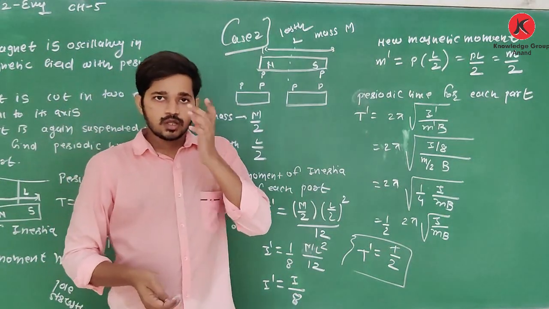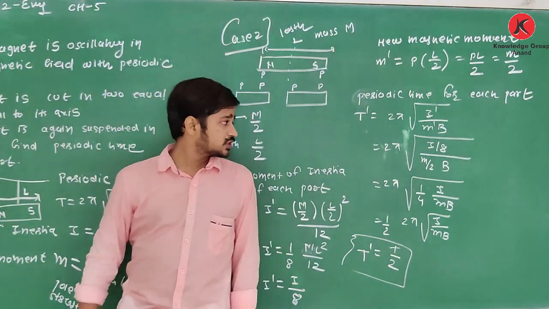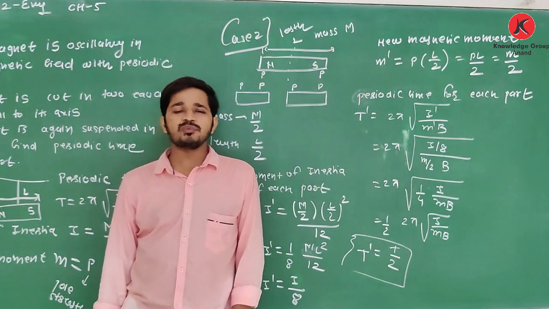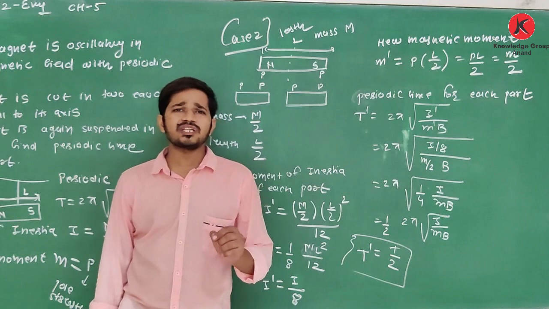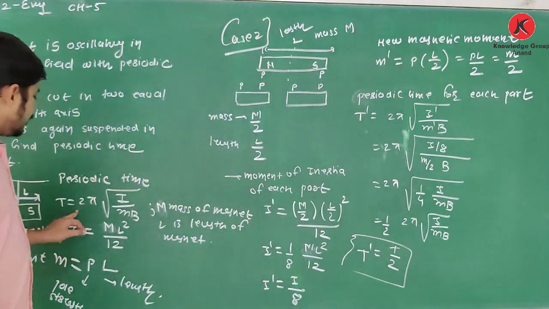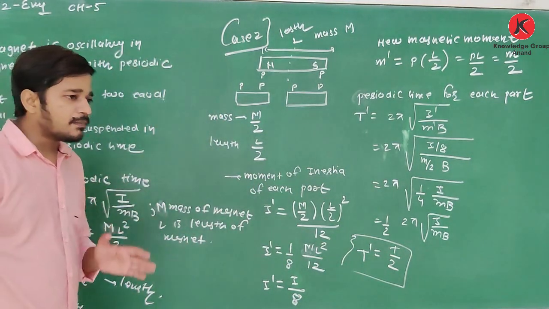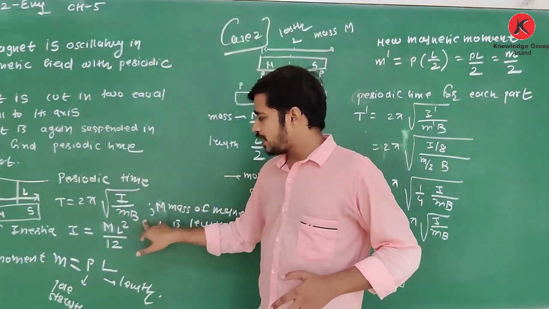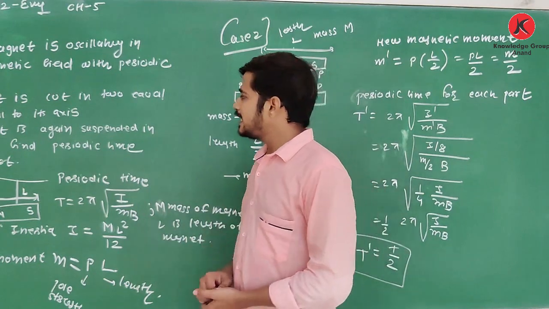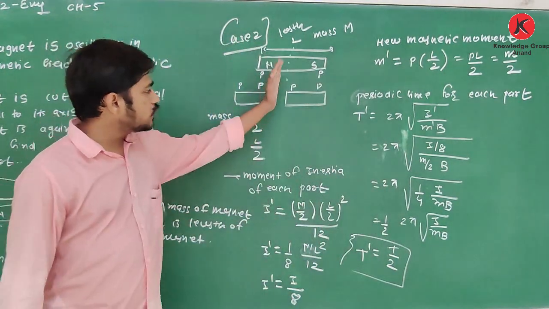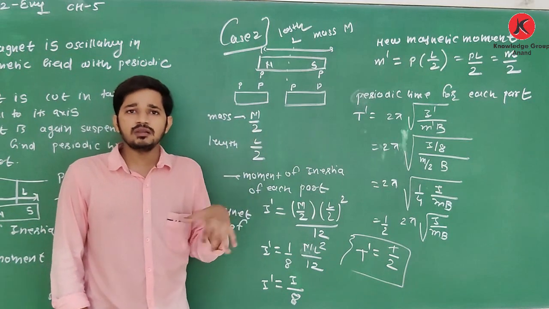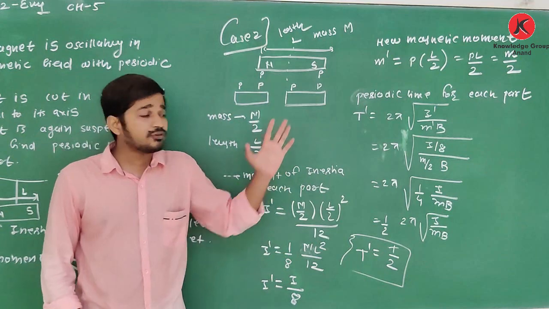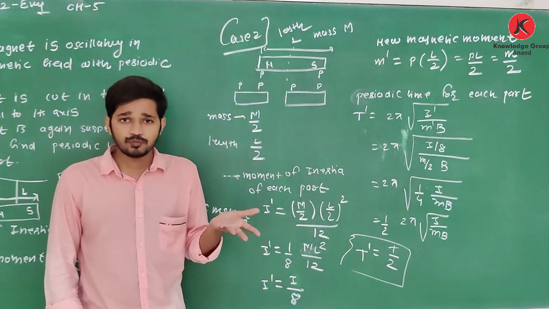Clear about this? Okay. So it is one extra question in which you have to find the periodic time for a magnet. You have to remember the equation and what each and every quantity indicates. T is 2 pi under root I upon MB, I is moment of inertia, M is magnetic moment, and B is magnetic field. In this case we have cut this magnet into equal parts. If I say this magnet is cut into 3 equal parts, then find what is the periodic time.